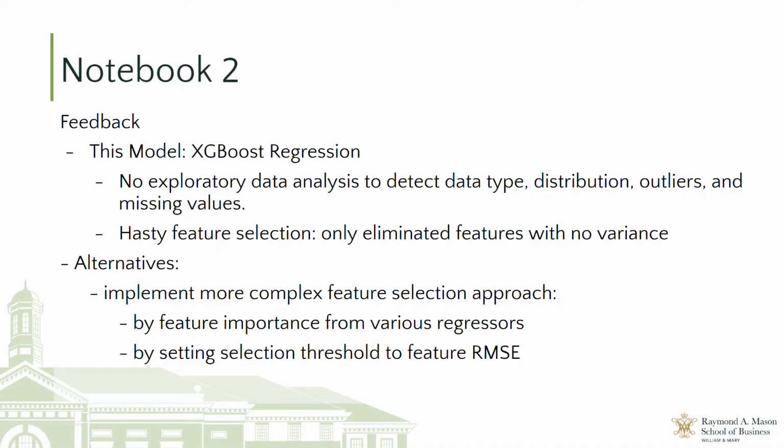This model, also like the first one, does not do any exploratory data analysis to inspect the dataset first. Also, to tackle the many feature problem, it simply removed columns with no variance. So, the possible area of improvement is adding EDA and building a more sophisticated feature selection scheme, such as selecting features based on importance or selecting features that have RMSE below a certain threshold.